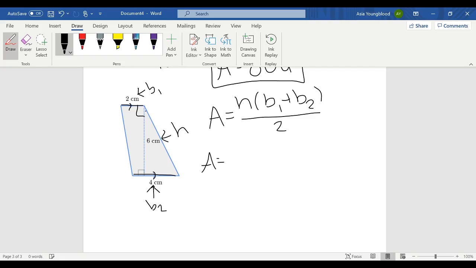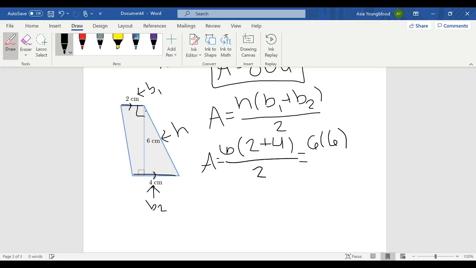We already know the height is 6. The bases are 2 and 4. And then, to take into account these slanted lines that make up the triangle aspect of the trapezoid, we're dividing by 2. Just keep in mind that you have to follow order of operations. You want to make sure you add these before you start multiplying. You could distribute, but that might make your numbers unnecessarily big.